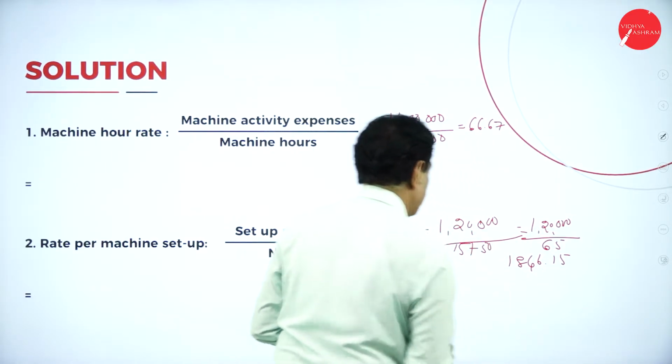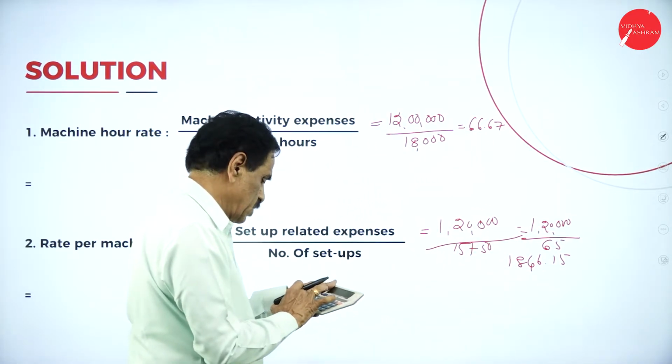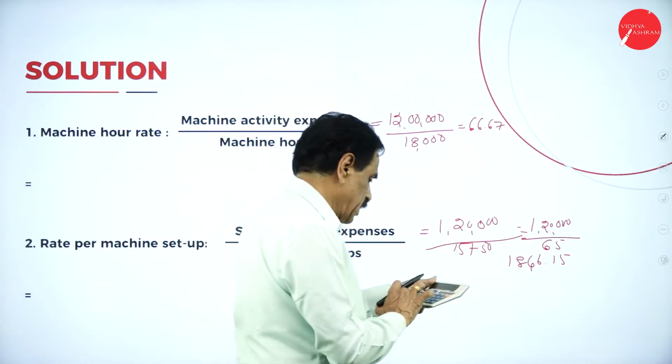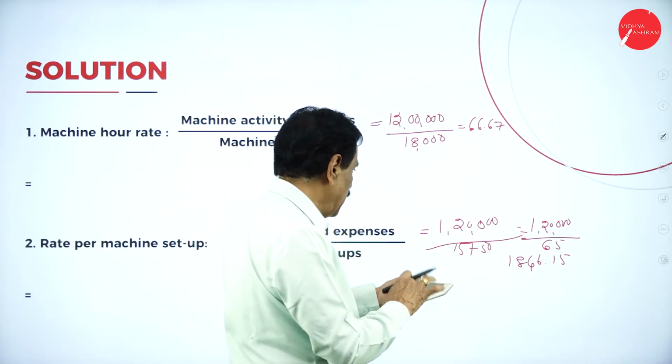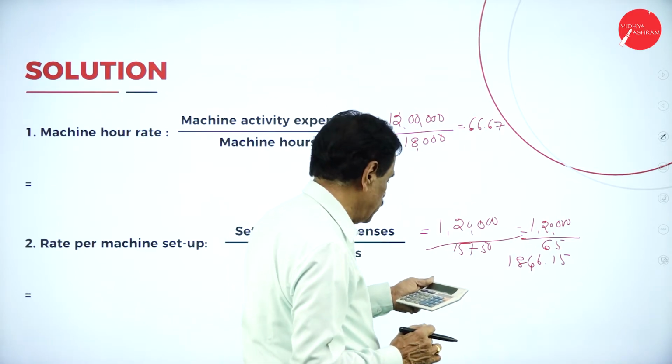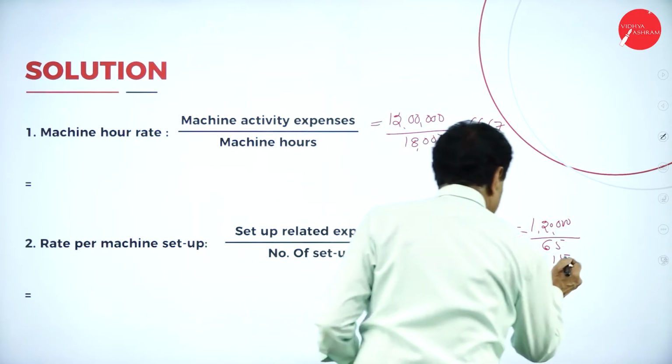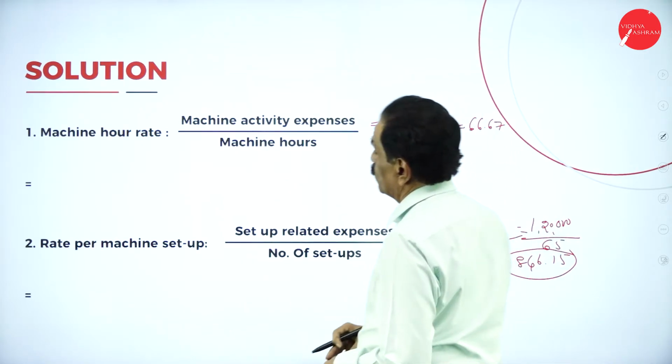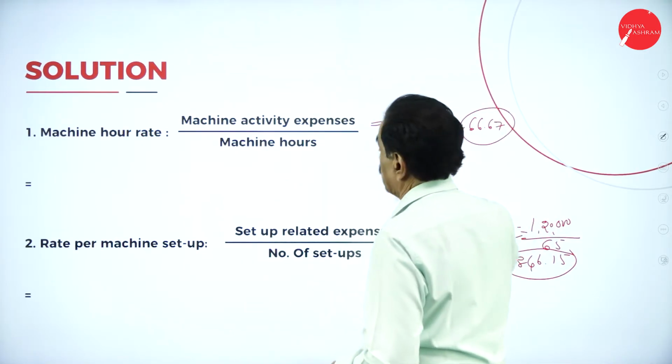1,846.15. 1,20,000, 120 followed by 30 divided by 65 is 1,846.15. So the first setup is this. The machine hour rate, you have count down, is 66.67.